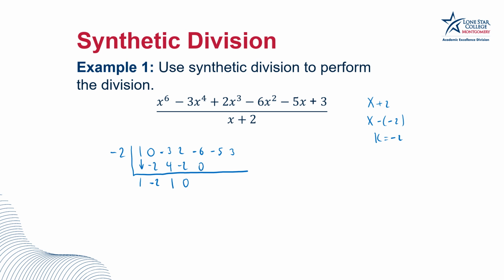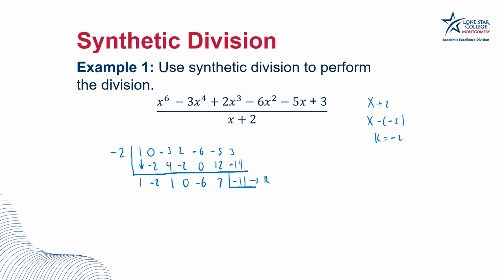And then we have negative 6 plus 0 is negative 6. And negative 6 times negative 2 is a positive 12. Negative 5 plus 12 gives us 7. And 7 times negative 2 gives us negative 14. And finally, 3 minus 14 gives us negative 11. So that last term there, negative 11, is our remainder.